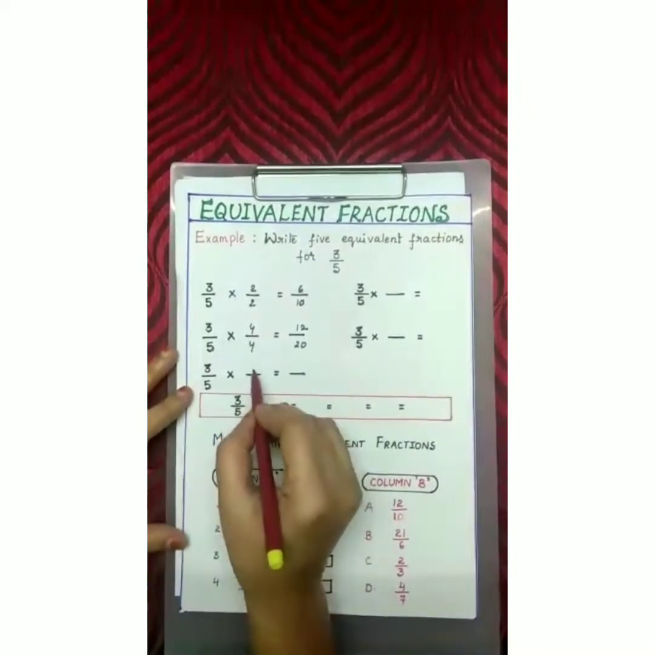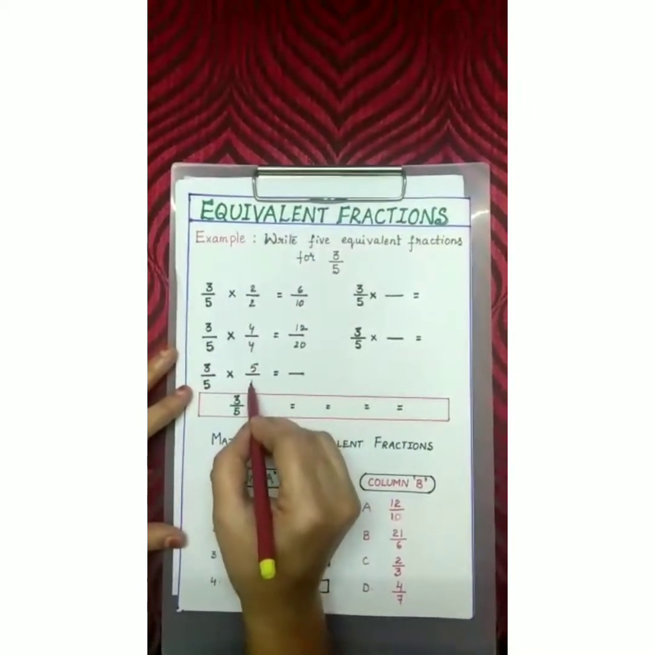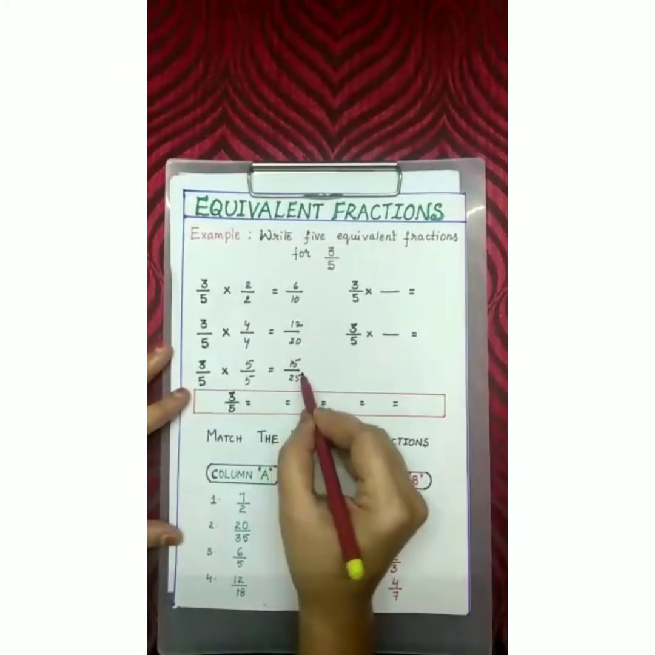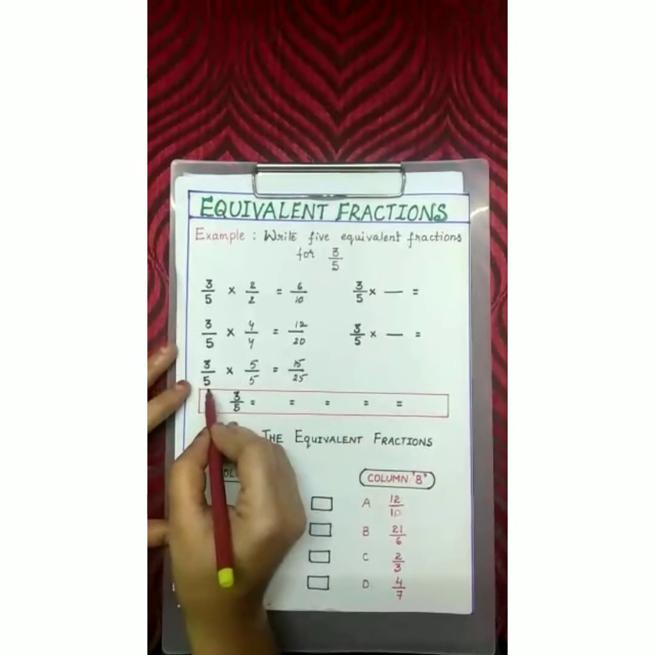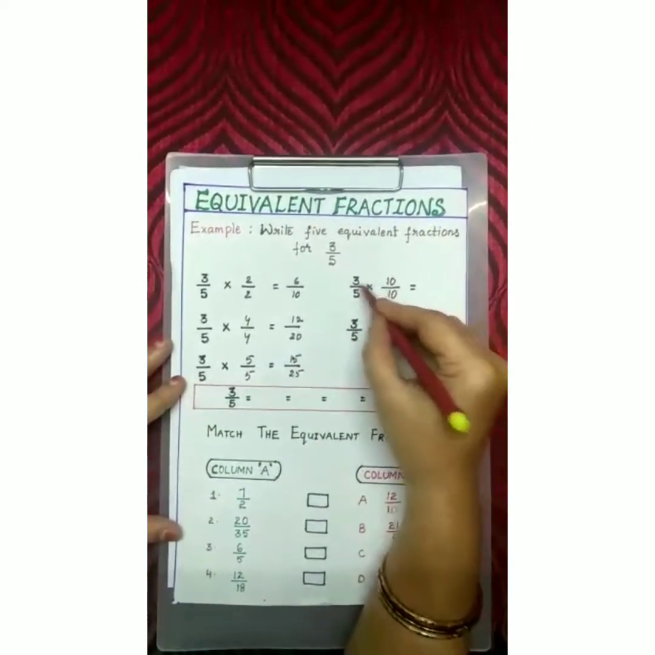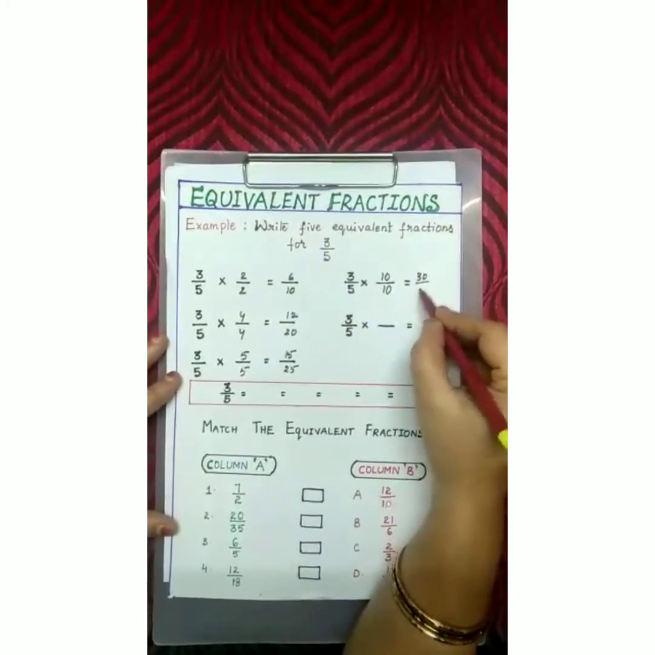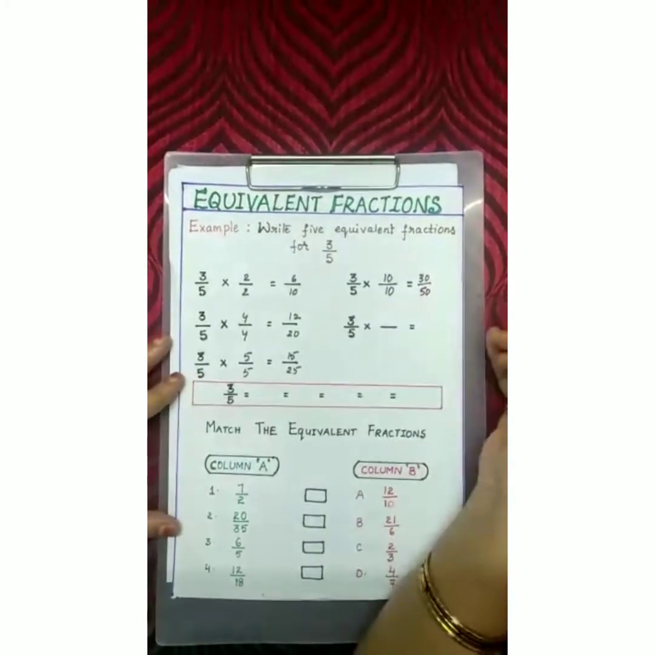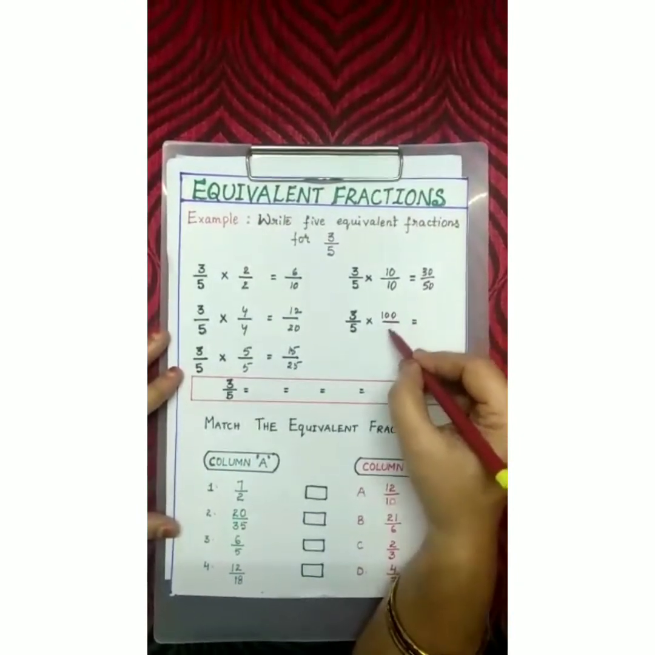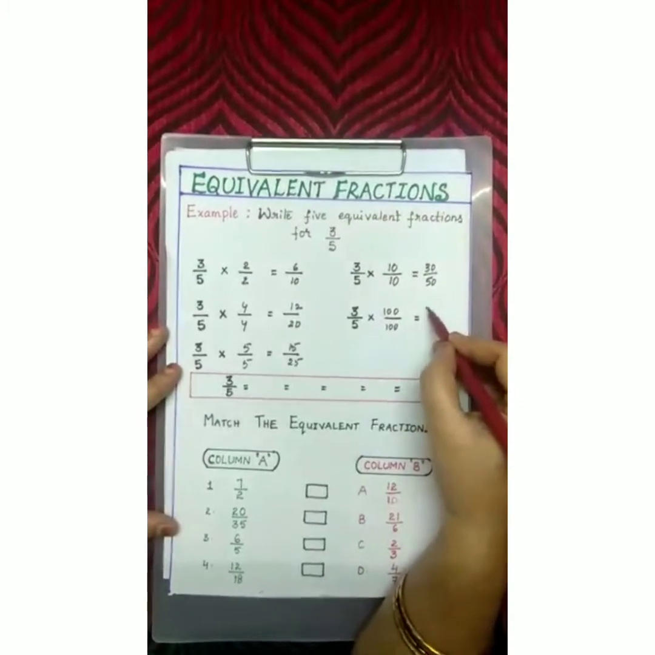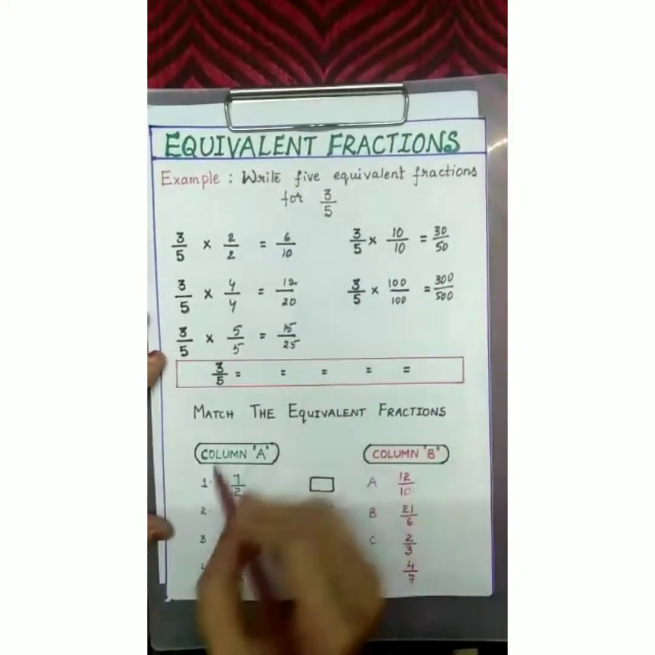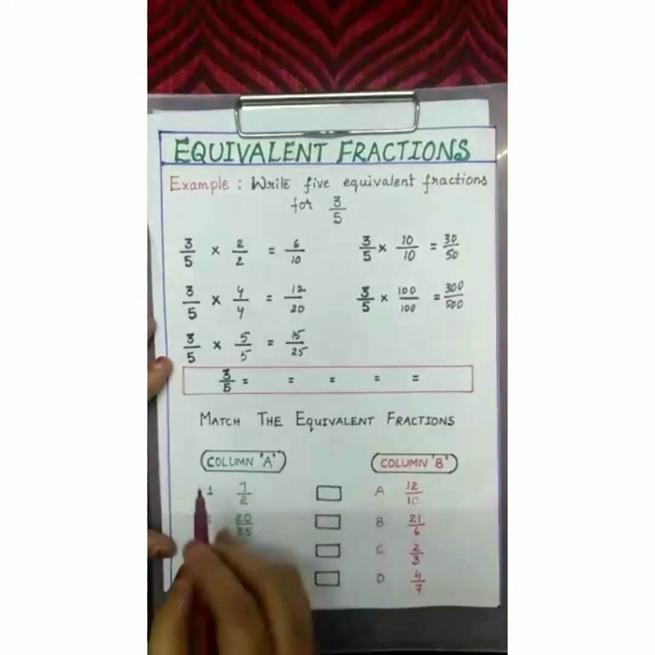Now take one more fixed number and multiply. 5. 3 5s are 15 and 5 5s are 25, where this 15/25 is equivalent to 3/5. Now let us take one more number, 10. 3 10s are 30 and 5 10s are 50, where this 30/50 is equivalent to 3/5. Let us take one more big number, 100. 3 into 100 is 300, 5 into 100 is 500, where this 300/500 is equivalent to 3/5.